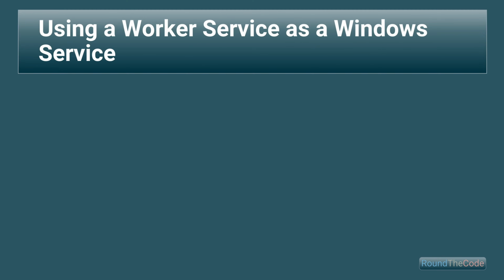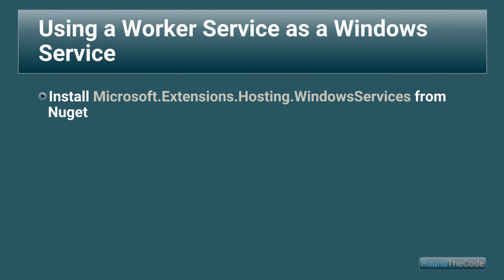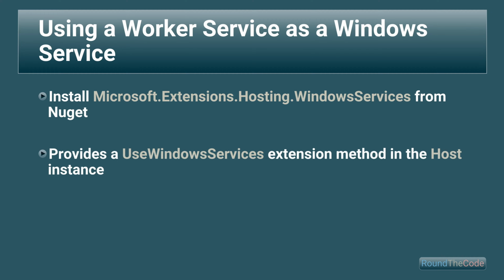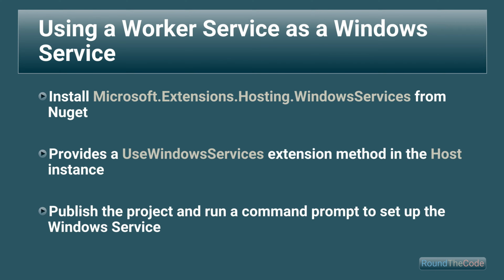One of the brilliant things with worker services is the fact that they can be set up as a Windows service. To set up the worker service as a Windows service, we first need to install the Microsoft.Extensions.Hosting.WindowsServices package from NuGet into our worker service project. This provides an extension method called UseWindowsService. We can apply this extension method to our host instance in our program class. Once we set up our worker service to use Windows Service, we need to publish the project and run a command prompt to set up the Windows service.